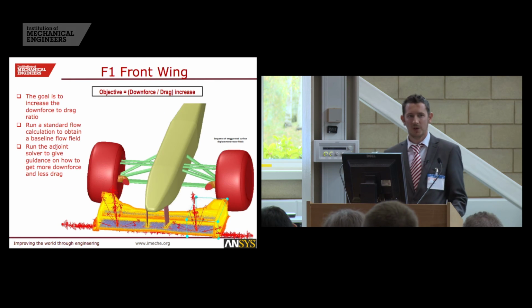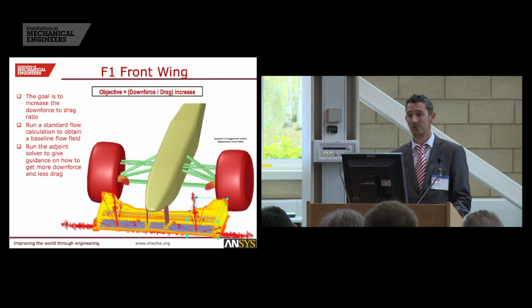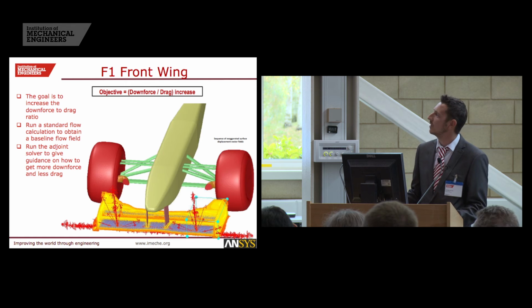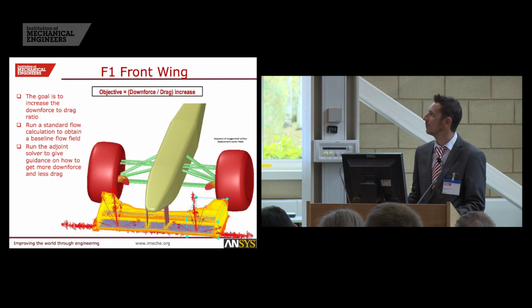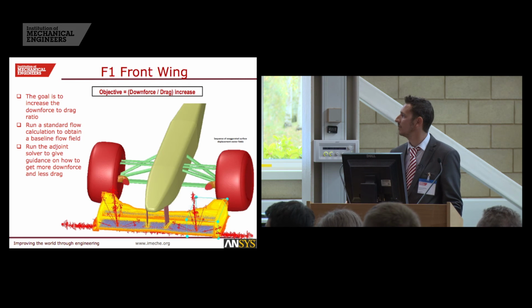Okay, so now we've applied that to a 2D example, and we're going to apply that onto something a bit more realistic with more realistic boundary conditions and variability on input parameters. So we have this simple Formula One front wing, front end geometry, and the goal here is to increase the downforce to drag ratio. And we can run a standard flow calculation to obtain the baseline flow field, and then run the adjoint solver to obtain the increase in downforce and reduce drag.